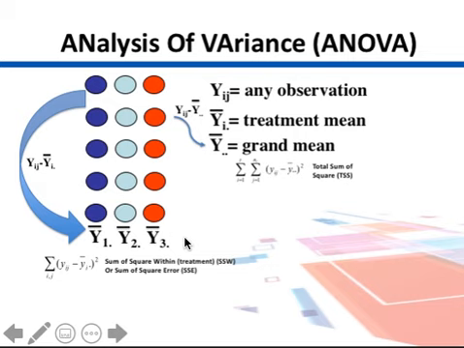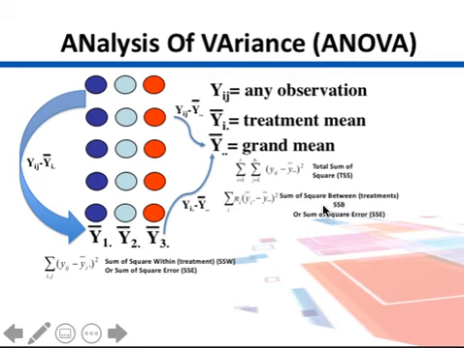So we want the variation across the treatments, which is the second form of this sum of squares. That is how each of those treatment means, Y bar i dot, varies from the grand mean, Y bar dot dot. That is the third form of this sum of squares. We call it the sum of squares treatments, or sum of squares between treatments, SSB, or sum of squares between.